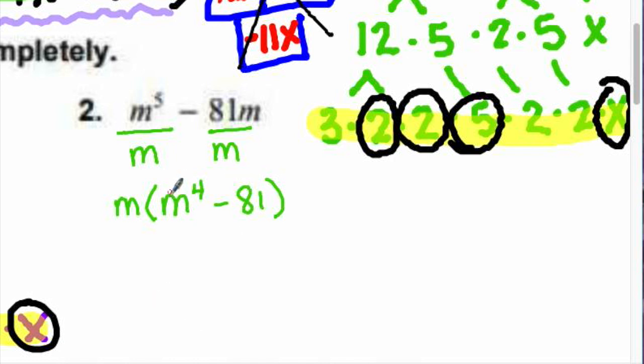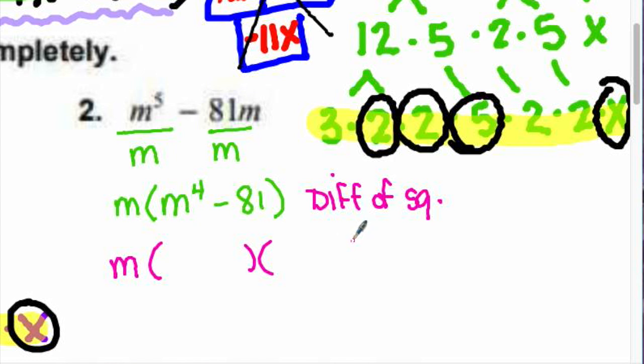m squared times m squared gives me m to the fourth. 9 times 9 gives me 81. So this would be a difference of squares. So we bring our GCF m straight down, and then we do our two sets of parentheses for our difference of squares, where we're going to try to see here, m to the fourth would be m squared times m squared. You're doing the square root. And the square root of 81, or what number times itself gives you 81, would be 9 here and here. You put a plus sign in one and a minus sign in the other.